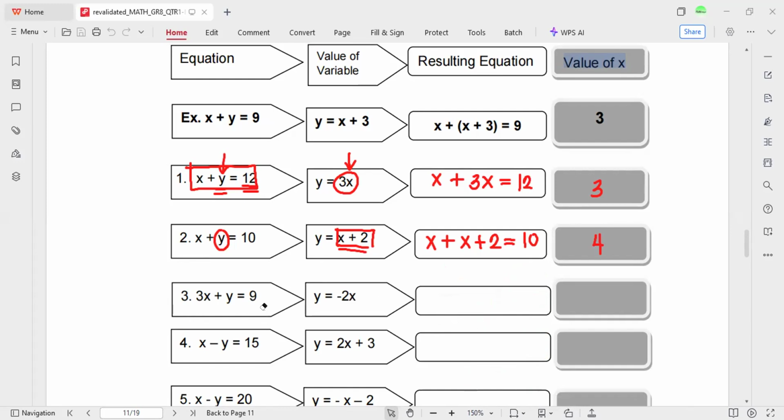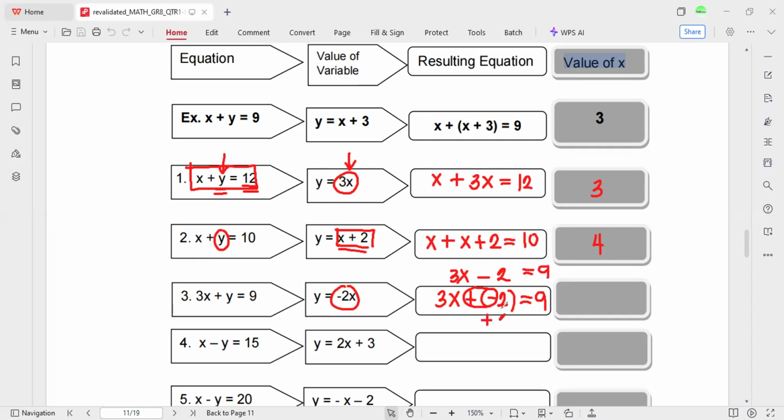Next, let's have 3x plus y equals 9, given that y is equal to negative 2x. So again, your y will be changed into negative 2x. So we get 3x plus negative 2x equals 9. Solving for x, we have 3x plus negative 2, so we get 3x minus 2 equals 9.